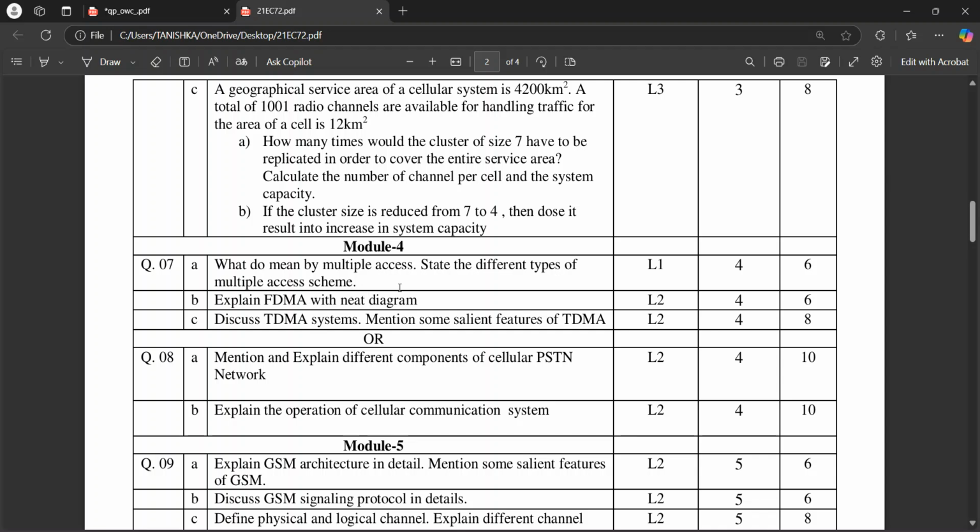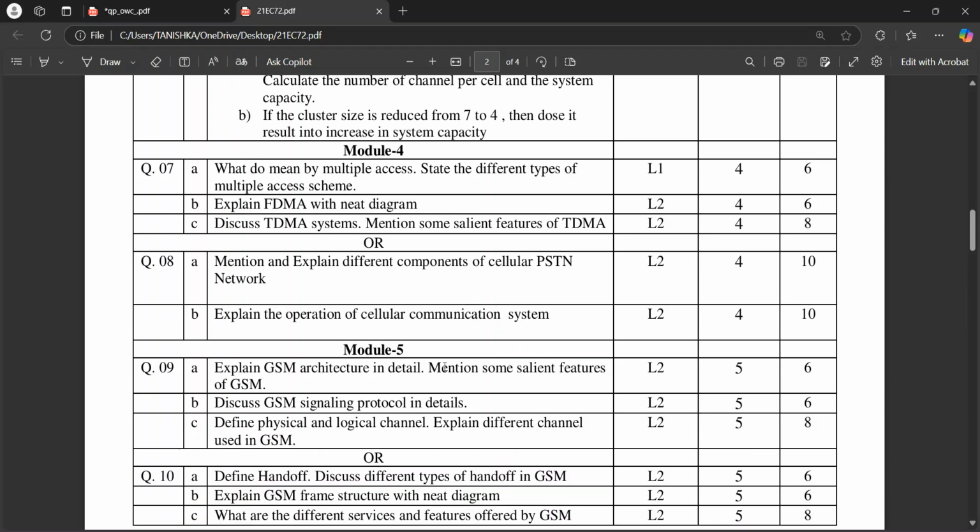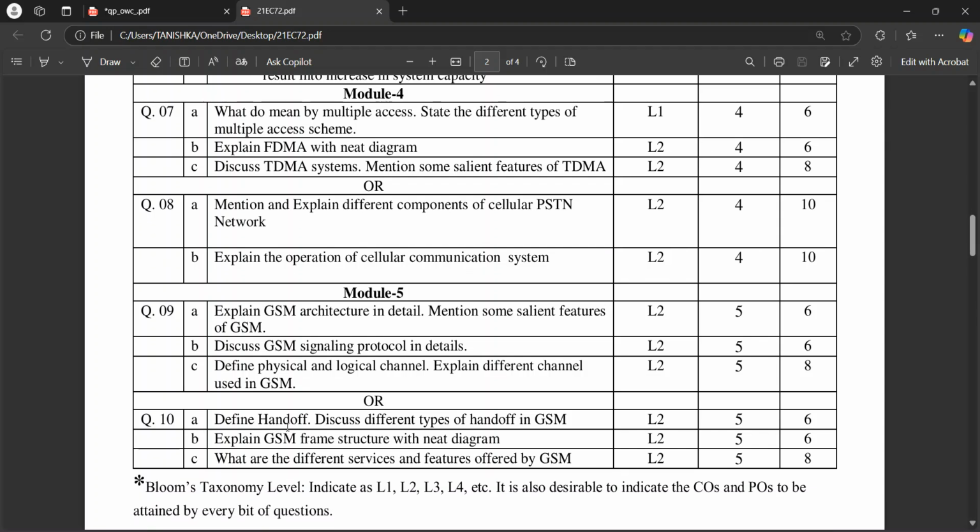And in module 4, what do you mean by multiple access, and state the different types of multiple access schemes. Explain FDMA, TDMA with the diagram and some salient features of TDMA. Then mention and explain different components of cellular network. Explain the operation of cellular communication system. In module 5, explain GSM architecture in detail and mention some salient features of GSM. Discuss GSM signaling protocol in detail and define physical and logical channel. Explain different channels used in GSM. Define handoff. Discuss different types of handoff in GSM. Explain GSM frame structure with a neat diagram and what are the different services and features offered by GSM.